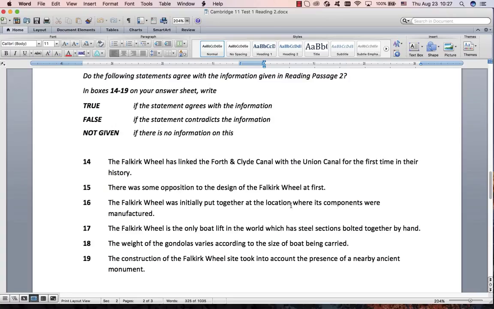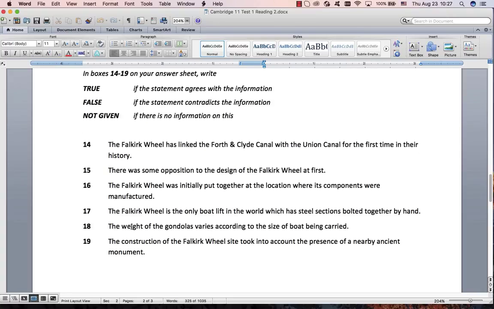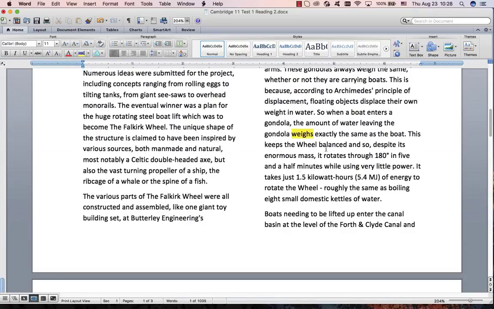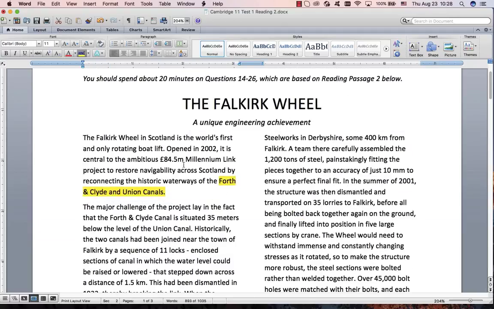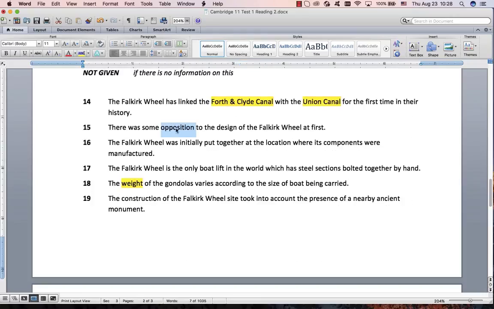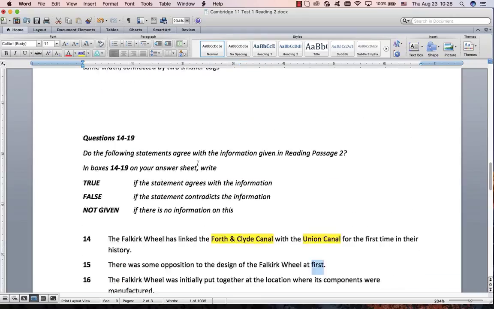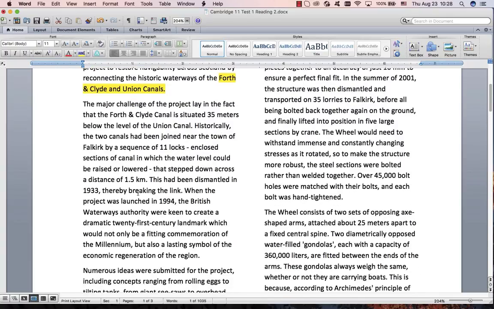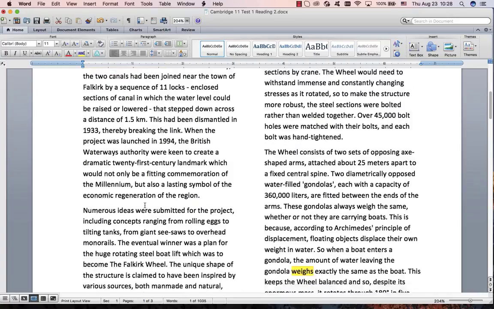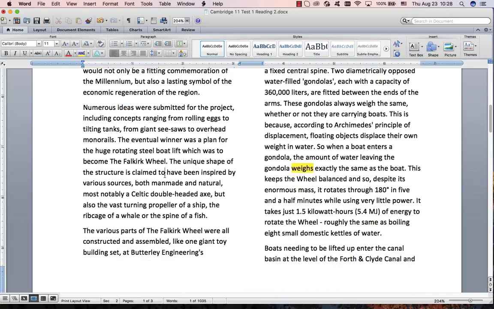Alright, on to the true, false, not given. So, we found this in the previous section, and that was over here. Let's see what else we can find. These two are nice to scan for, and I'm guessing it's going to be at the beginning. Let's just check. Yes, that's over there. Okay, no problem. Opposition, design. At first it's quite nice to scan for. Something about opposition, design. I don't see it. Here's ideas. I don't see it.